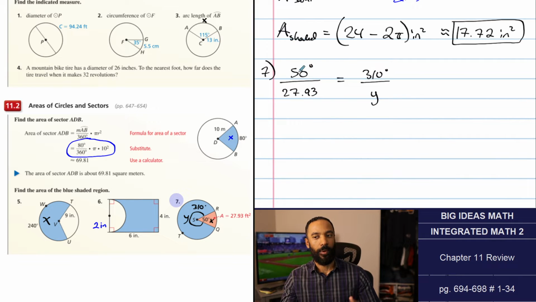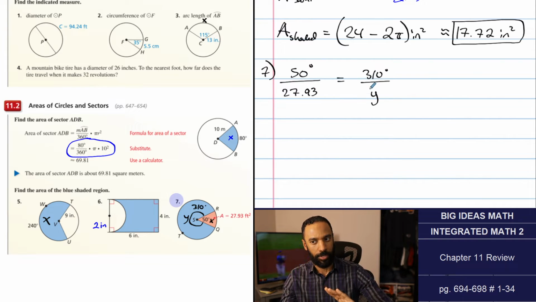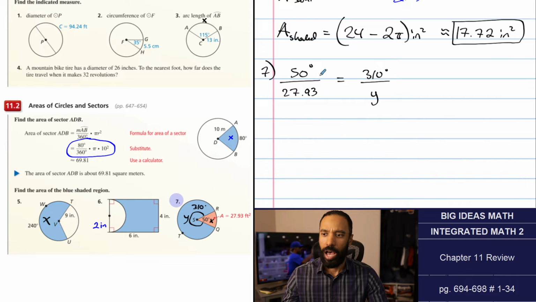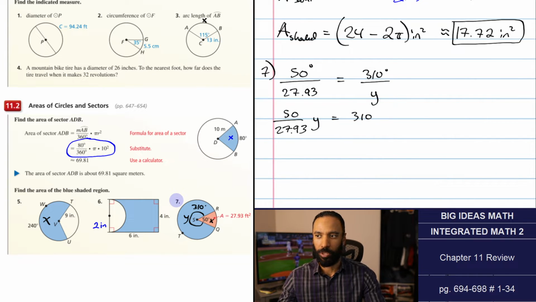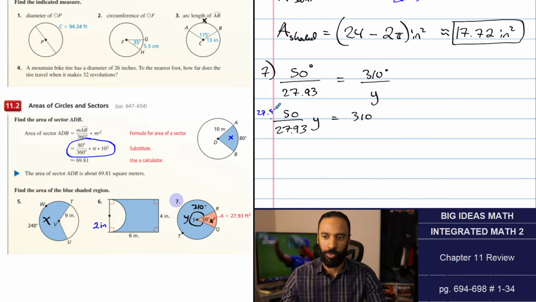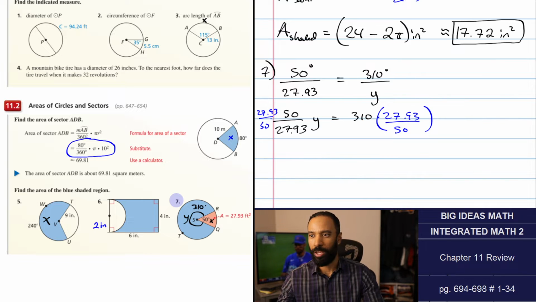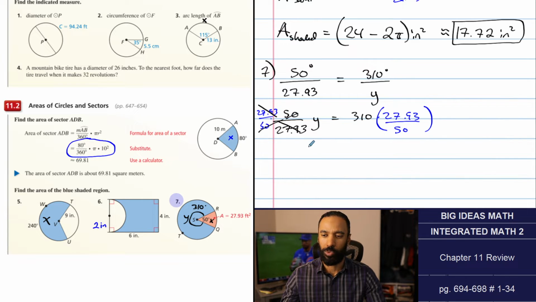Now, I didn't have to write it that way. I could have done 50 over 310. I just wanted to make sure that you understood 50 goes to this part, 310 goes to this part. I probably could have swapped things around. I'm going to multiply both sides by Y. This is kind of how I did things in the previous sections. Multiply both sides by the reciprocal here. This is where you get 27.93 over 50, right? That's multiplying by the 310. So that's where we get Y by itself.